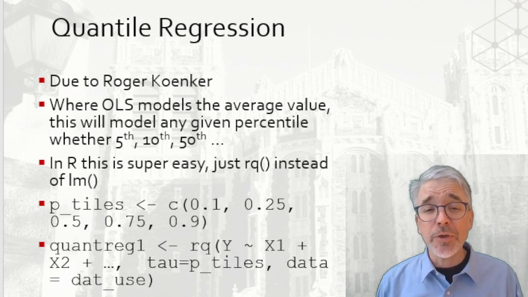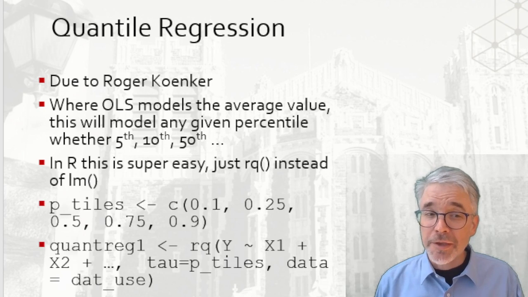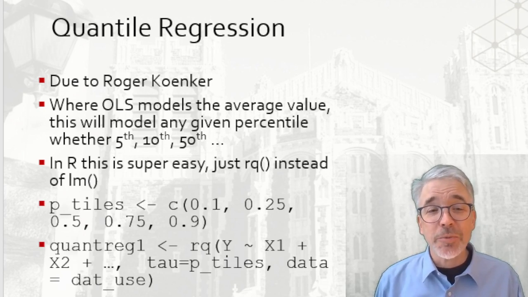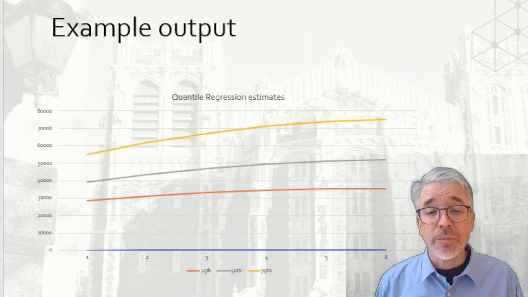Instead of lm, we use rq, which is regression quantile. Couldn't use qr because that's a term from linear algebra. No, Roger Koenker, like Yoda, doesn't talk. In R, just set the percentiles we want to estimate, and then the rest of the syntax should look very familiar. Here's some of the results. You can see that it does a pretty good job of representing the spread of the outcomes there.